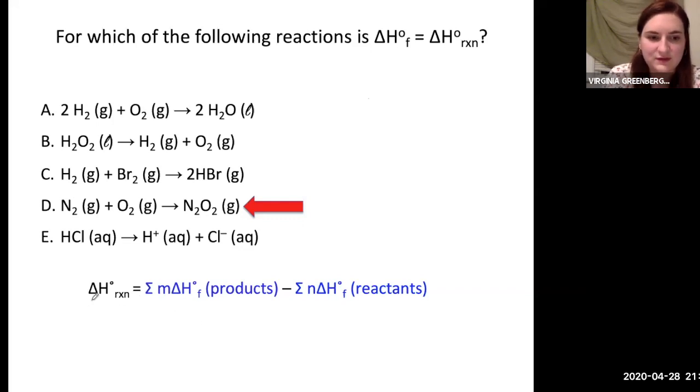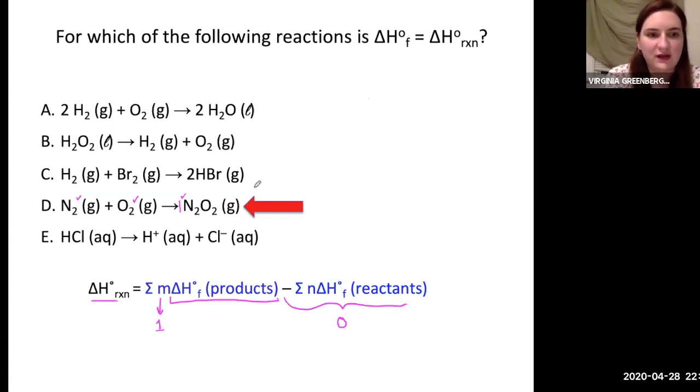And so for these two terms to be equal, we need this term to be equal to 0, which means we need all of our reactants to be in their standard elemental forms. And this also means that we need our coefficient on our product to be 1. So if we look at answer choice D, we can see that N2 here is in its standard state, as is O2, so that checks out. And then we have a coefficient of 1 on our product, which is also good news.